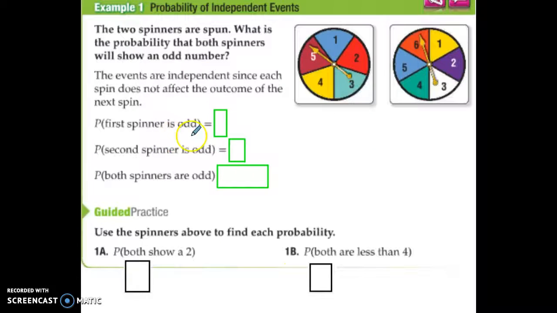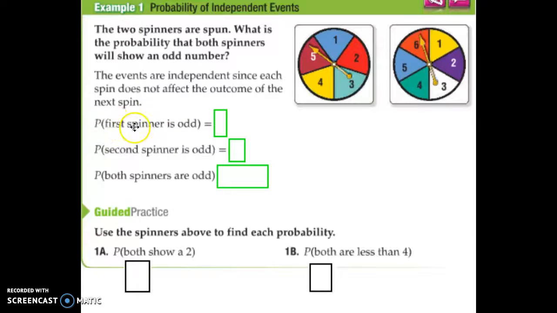Alright, so here's another example of independent events. We have two spinners here. They're clearly independent. What I spin on this one does not affect what happens on this one. They aren't touching or anything. So if I spin the two spinners, I want to find the following situations. First, my final answer I want to find if both spinners are odds. Okay, so I got to find each individual answer and multiply them together.